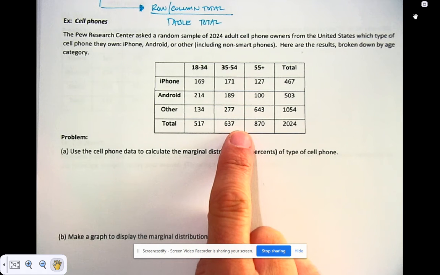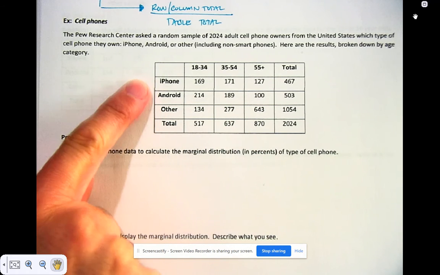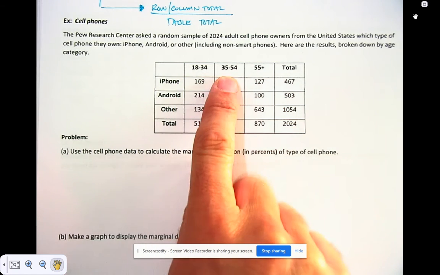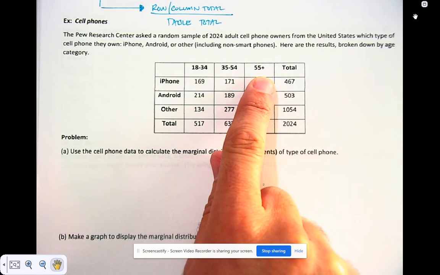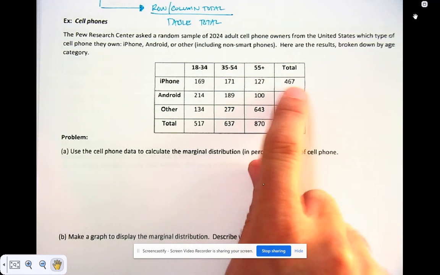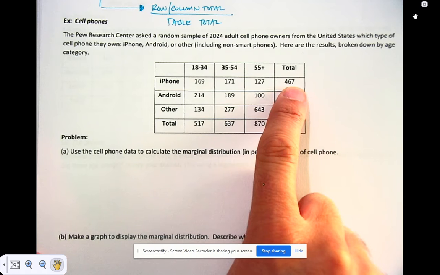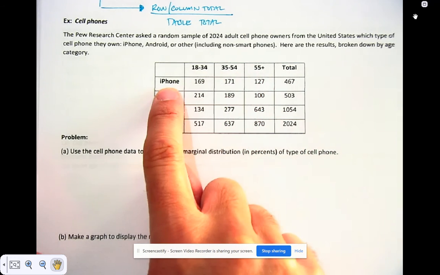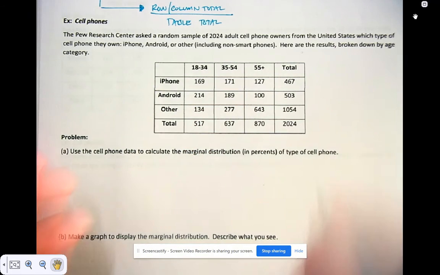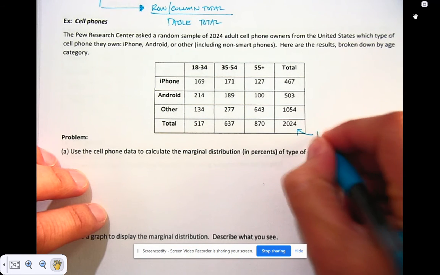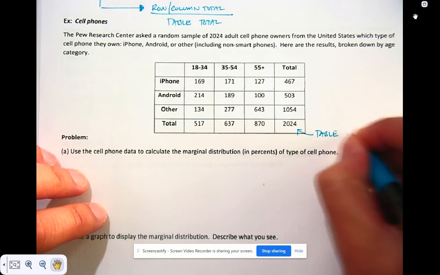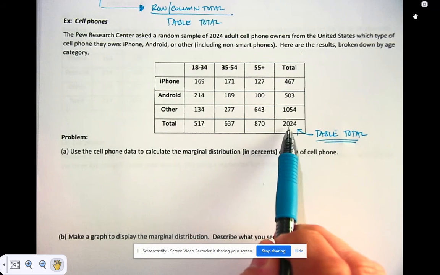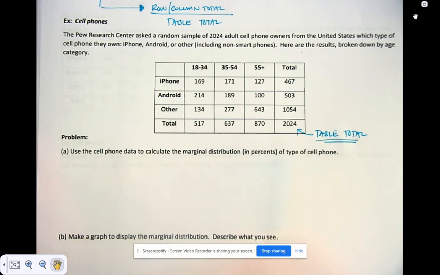Okay. All right. So let's talk about our phones here. We've got iPhone, Android, and other. And then it's broken down into age group, right? You've got 18 to 34, 35 to 54, and 55 and older. Okay. And then you have the total. So this number right here, 467, is the total number of people in all age groups, right, that own an iPhone. This right here, you guys, in this corner is your table total. Right? We talked about the fact that we surveyed 2,024 people. So that's your table total.